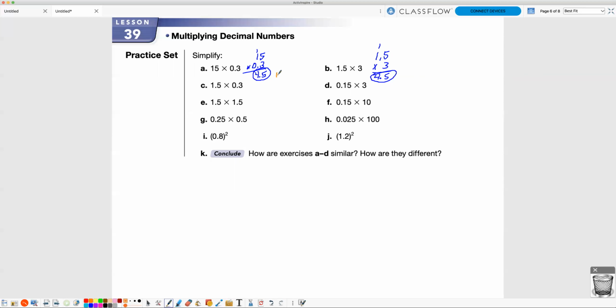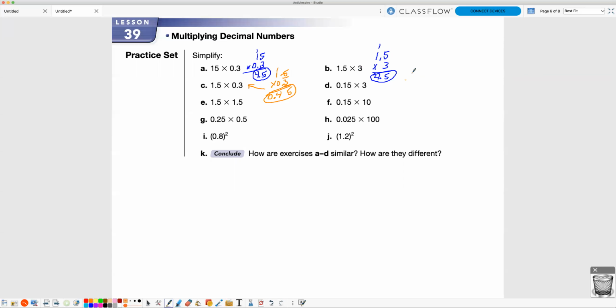So this one would be 1 and 5/10 times 3/10. And 5 times 3 is 15. Carry the 1. This would be 4. And then you see there's 1 place, 2 places. So the decimal has to actually be in this position. It'd be 45 hundredths for letter C.